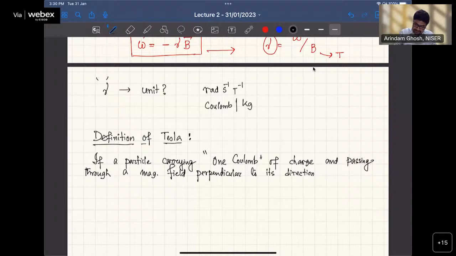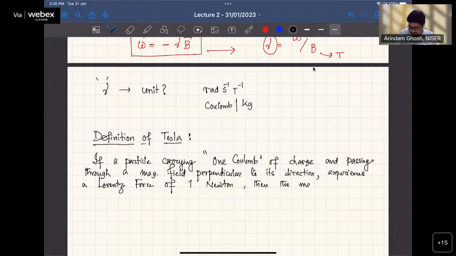So if it's happening like this, a particle carrying 1 coulomb charge passing through a magnetic field experiences a Lorentz force of 1 Newton. If the Lorentz force is exactly 1 Newton, then the magnetic field is defined to be 1 Tesla. So that is the formal definition of 1 Tesla magnetic field.